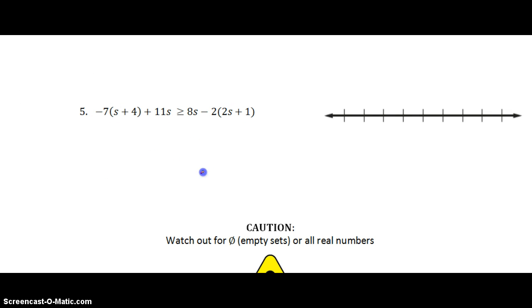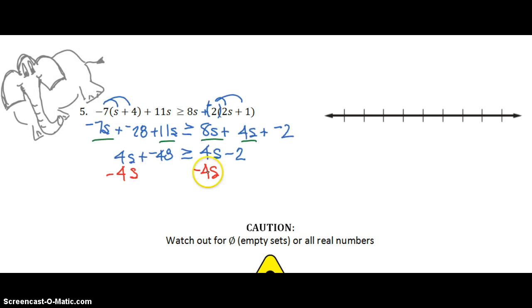So as I try to solve for s, you'll notice that the s's cancel, and I'm left with negative 48 is greater than or equal to negative 2. And this is a false statement, because remember, when two numbers are negative, the bigger the number, actually the smaller it is. So this is a false statement. If it's a false statement, the answer is empty set, no solution.